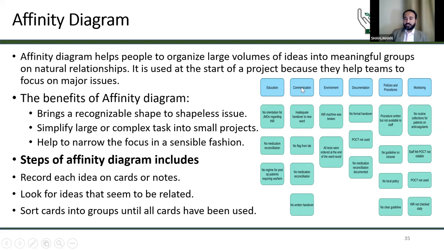So this is communication, and we put all these problems under communication. Here, the INR machine was broken, so this type of problem will come under the heading of environment. So all the problems we categorize into 1, 2, 3, 4, 5, 6, 7 groups. Now all these problems are categorized in these 7 groups. That's why we are using this affinity diagram, to give a shape to our problem.